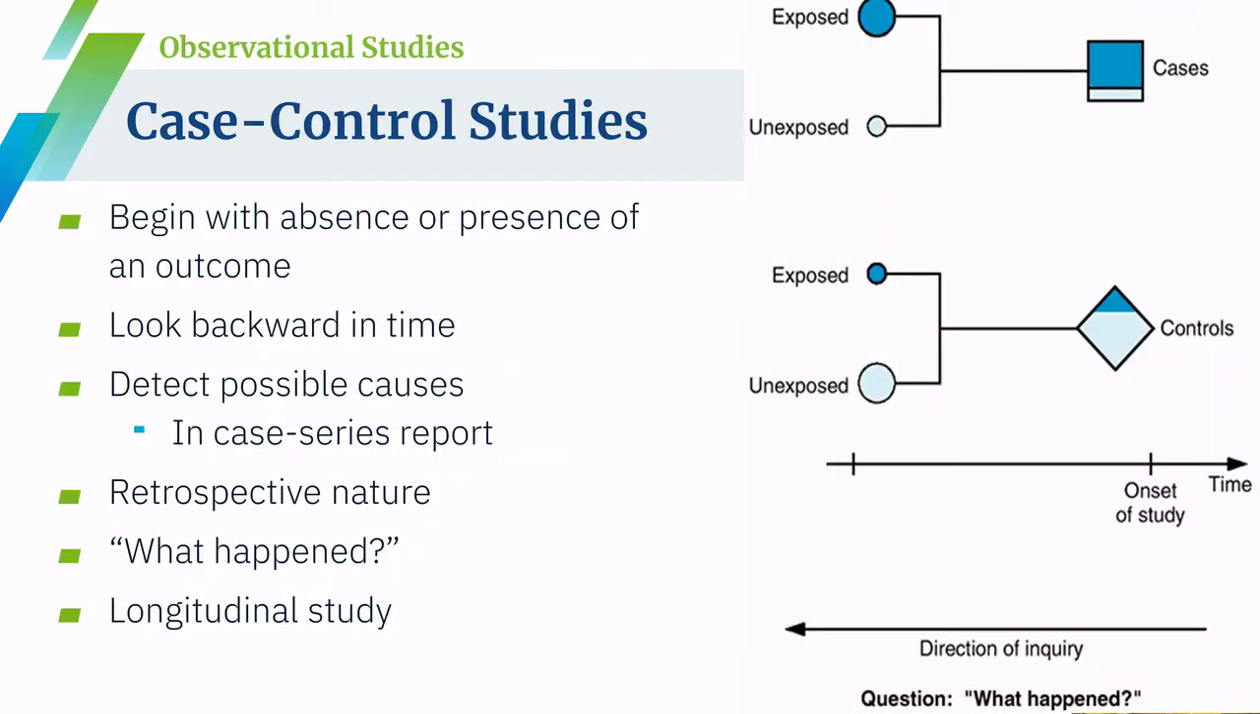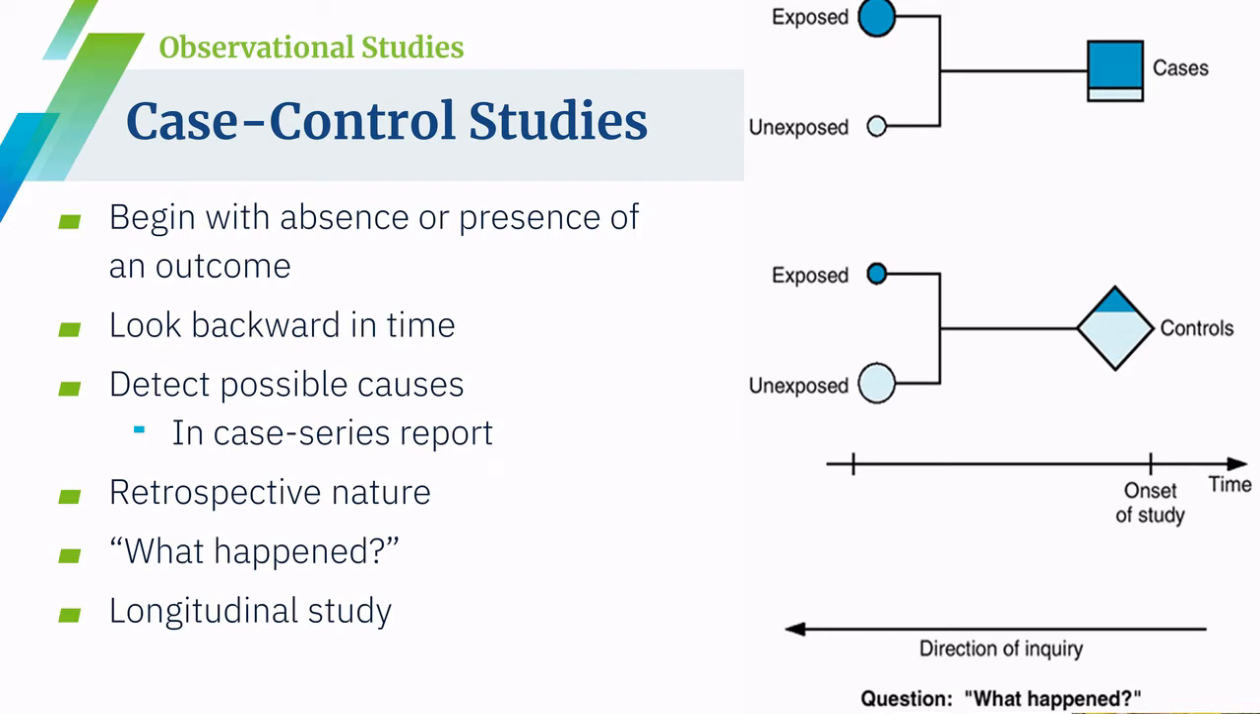Case control studies begin with the absence or presence of an outcome and then look backward in time to try to detect possible causes or risk factors that may have been suggested in a case series report. The cases in case control studies are individuals selected on the basis of some disease or outcome. The controls are individuals without the disease or outcome. The history or previous events of both cases and controls are analyzed in an attempt to identify a characteristic or risk factor present in the cases' histories but not in the controls' histories.